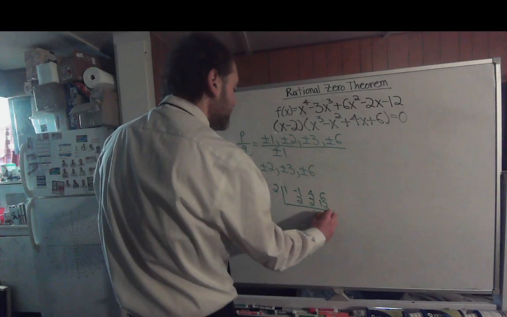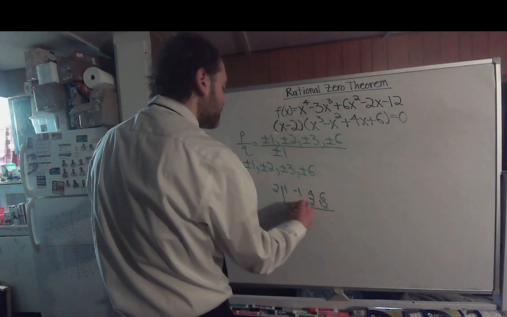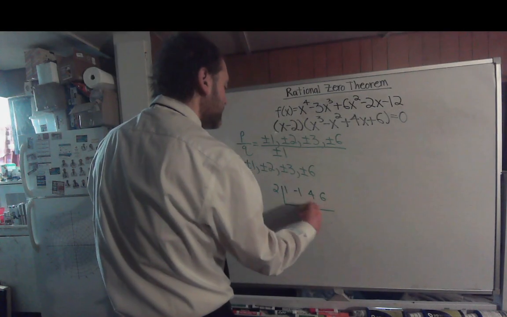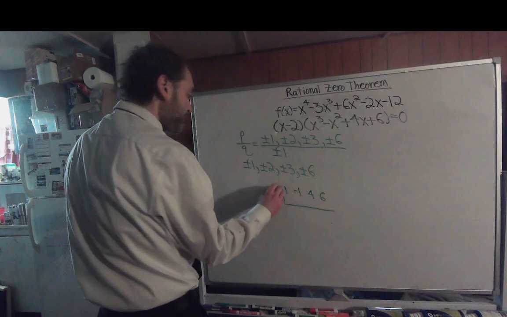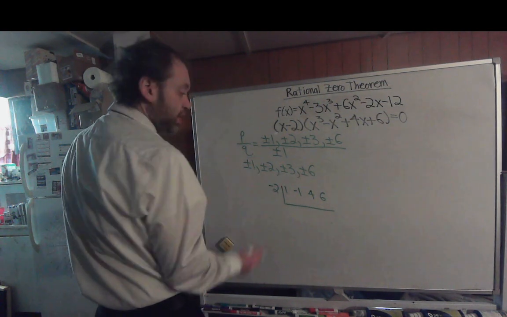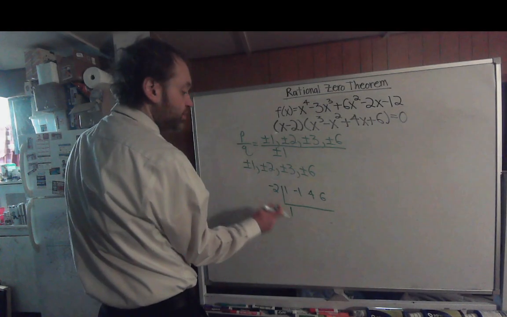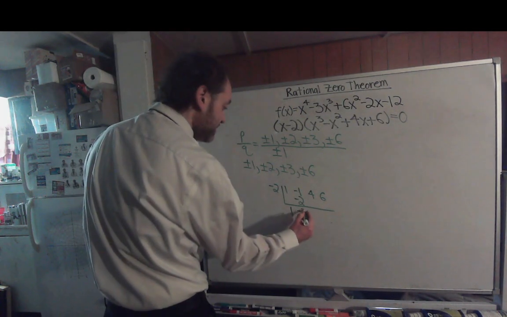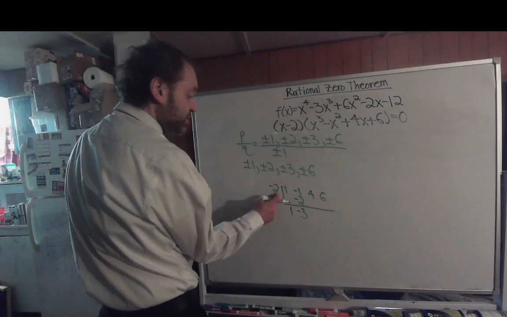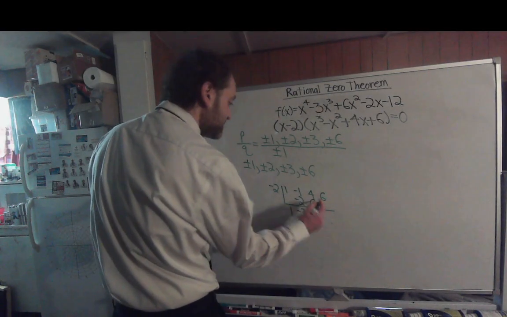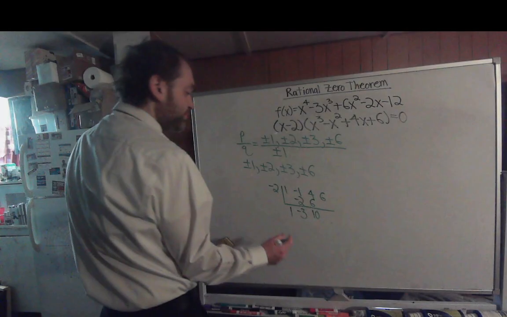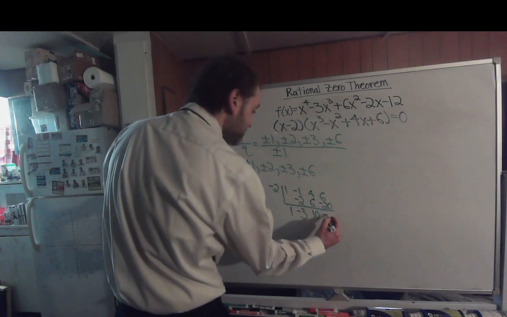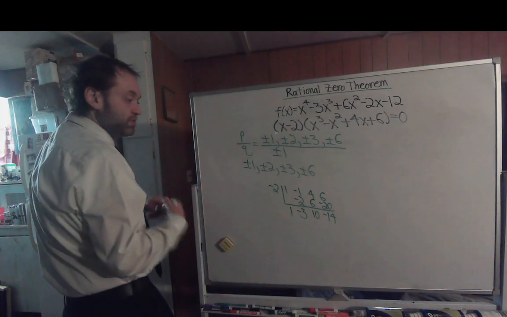But what if we try negative 2? I wonder. Never hurts to try, because after all, a lot of this is trial and error, unfortunately. Let's just slap a negative on here. Alright, bring down your 1. Now what is negative 2 times 1? That's negative 2. Negative 1 plus negative 2 is negative 3. Negative 2 times negative 3 is positive 6, so 4 plus 6 is 10. Negative 2 times 10 is negative 20. Well, 6 minus 20 is negative 14. Bad news is negative 2 is not a factor either.